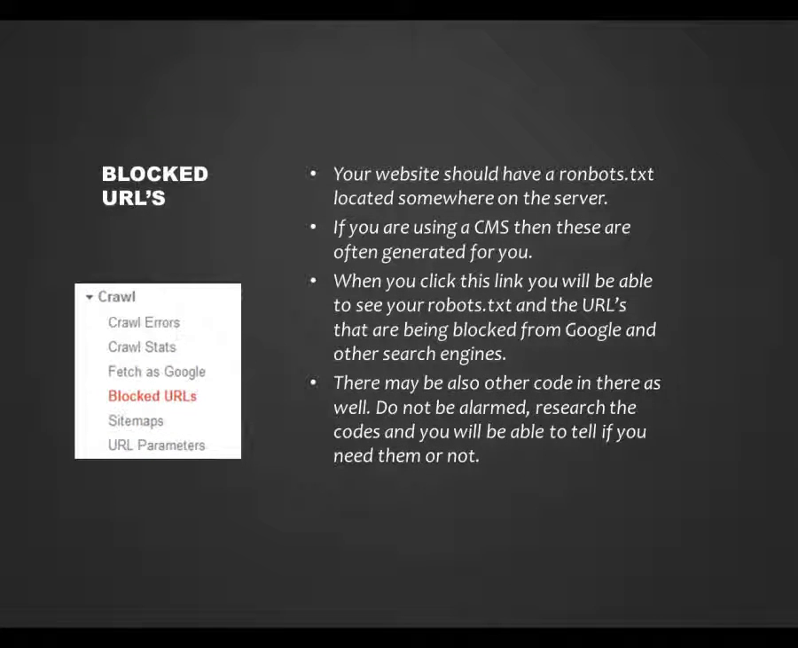Blocked URLs. Your website should have a robots.txt. On the slide it says "Ron bots" and that is supposed to be robots. I must have been getting tired whenever I was preparing this PowerPoint. If you are using a content management system, then these are already generated for you. When you click this link, you'll be able to see your robots.txt and the URLs that are being blocked from Google and other search engines. There may also be other code in there as well. Do not be alarmed. Research the codes and you will be able to tell if you need them or not. Okay, that's all about blocked URLs.